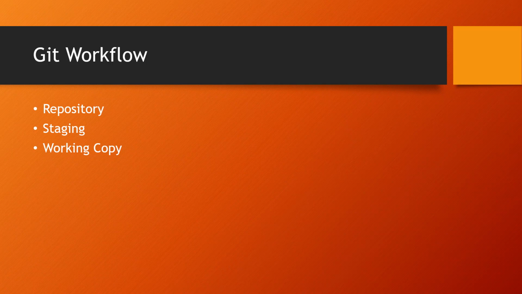Now from the staging environment, when we use the command git commit -m and then the message, we are putting that into the repository. So it has these three layers when we are working with Git. Now let's go ahead and take an example.